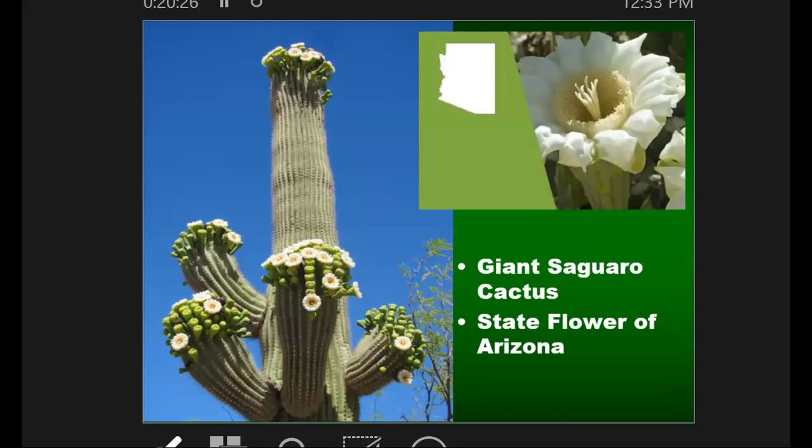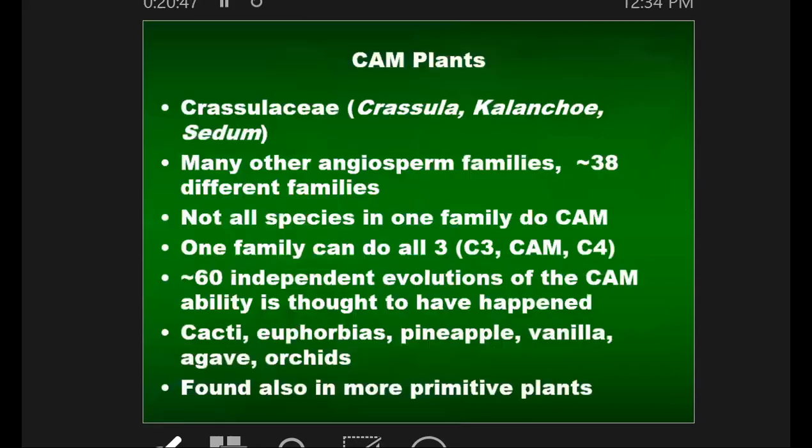It's my understanding they're protected. If you have a giant saguaro on your property, you can't just say, I want to cut it down, I don't like it. You have to get special permission. I think if you really want it off your property, they'll move it and try to keep it alive. So anyways, let's look at CAM.